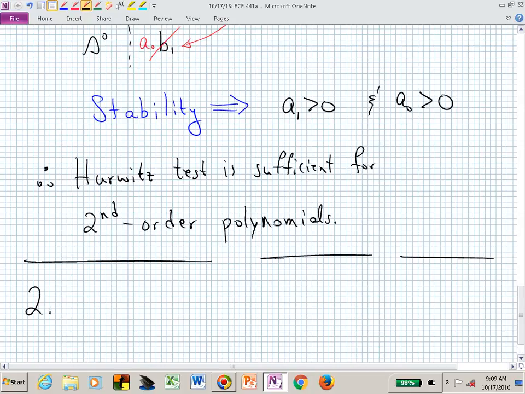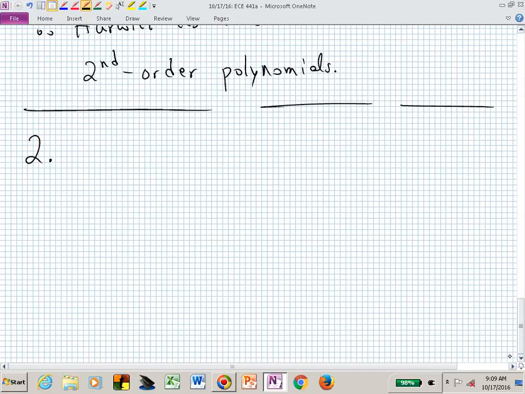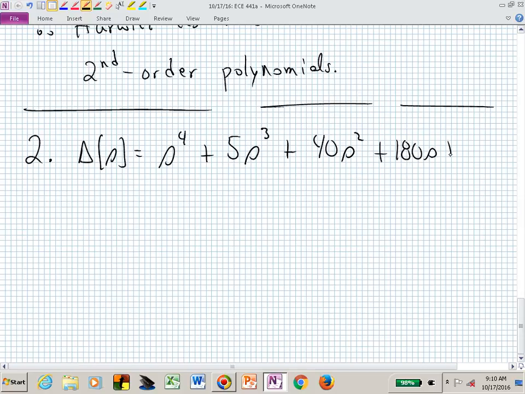Let's now look at a second example of creating the Routh array. And here, let's say that we have a polynomial that's fourth order, s to the fourth plus 5s cubed plus 40s squared plus 180s plus 144.